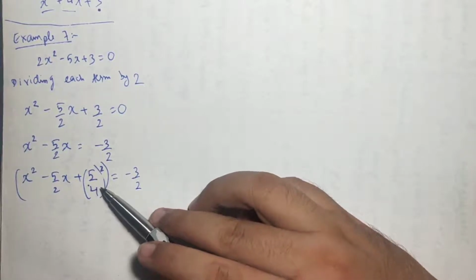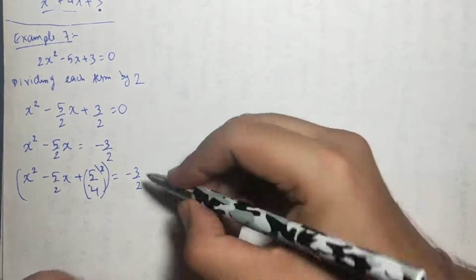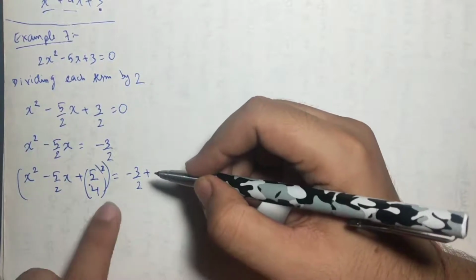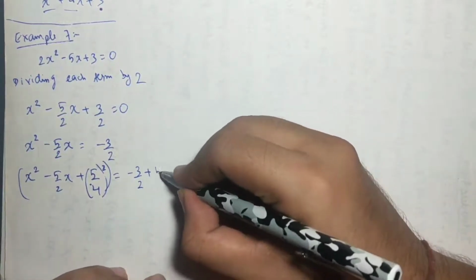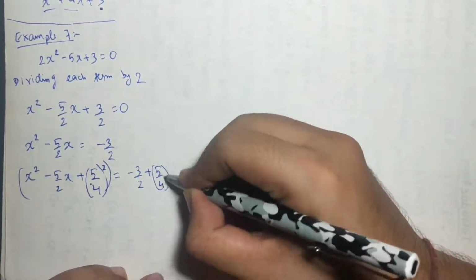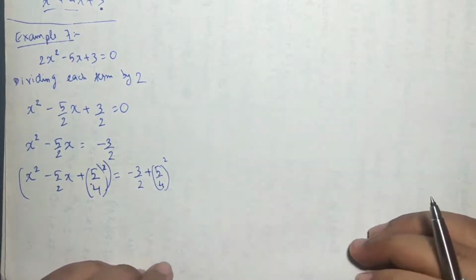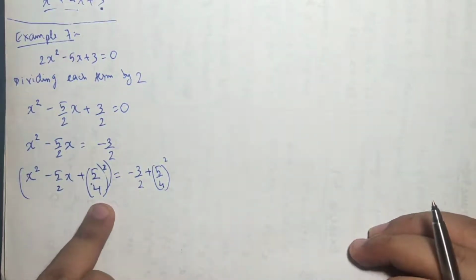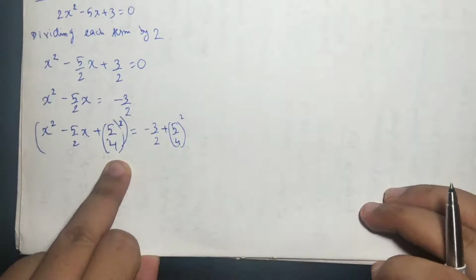voluntarily. So if I have added something, it should be added on the right hand side also. The same term should be added on the right hand side. So on the right hand side, I will be writing 5 by 4 the whole square, because the same I have written on the left hand side.